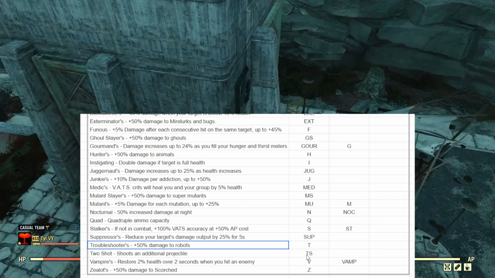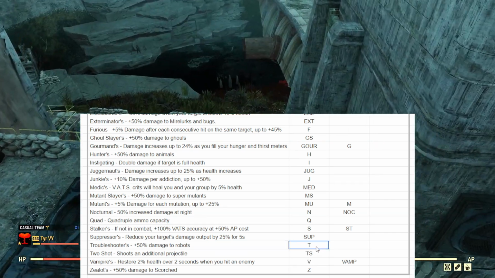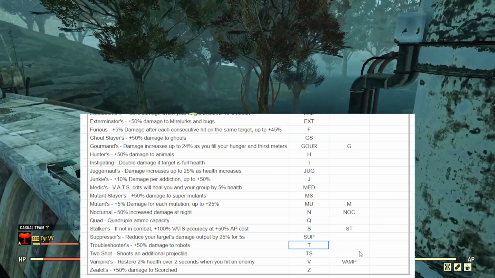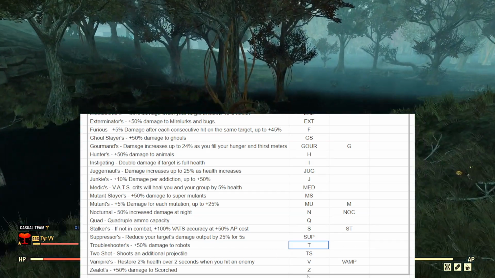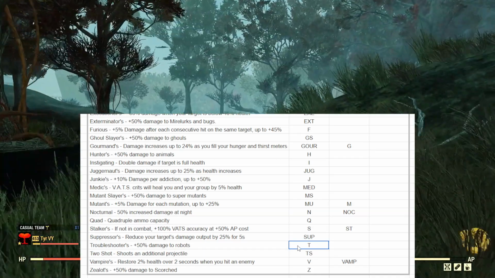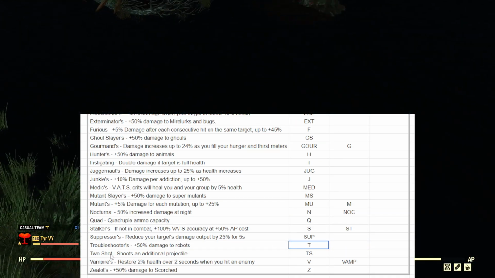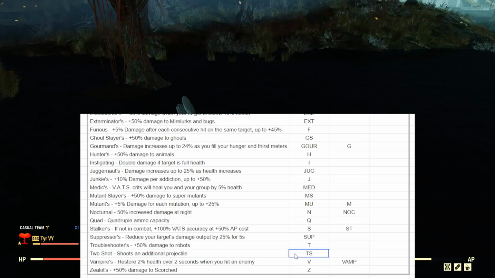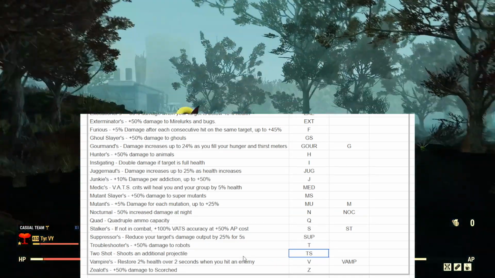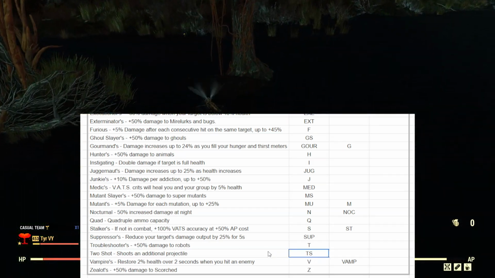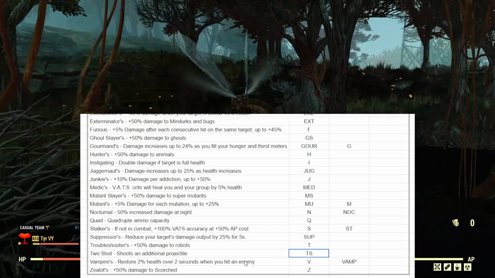Troubleshooters, 50% more damage to robots. This is almost always written as just the letter T. However, I have seen people spell out TRO for troubleshooters, TRO. Not sure why you'd do that when you can just write T, but that's also an option. Then we've got two-shot, very popular one, especially back in the day at the start of the game's life cycle. Everyone wanted two-shot and they abbreviated it to be TS. Two-shot, TS. Makes perfect sense.